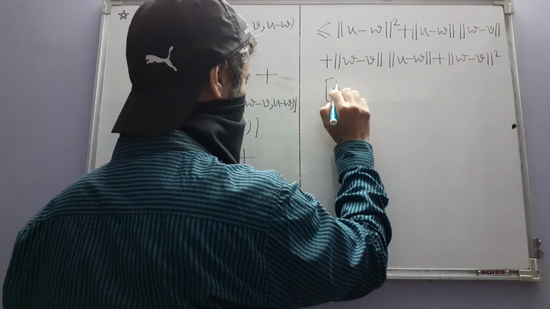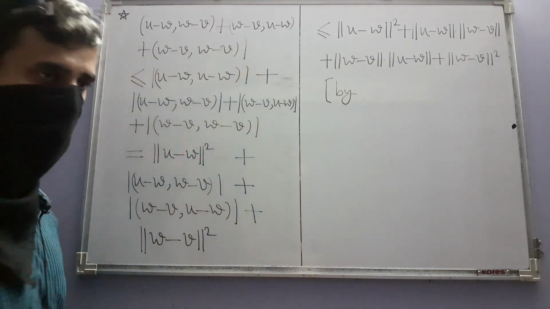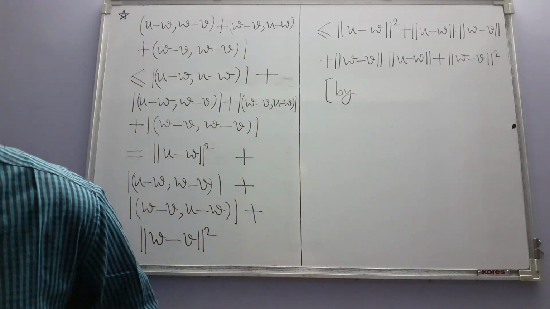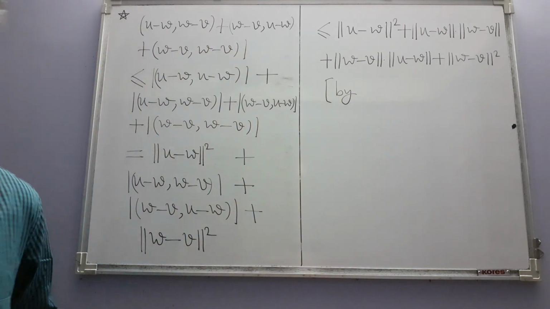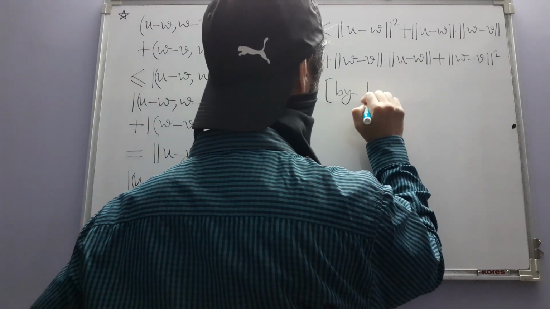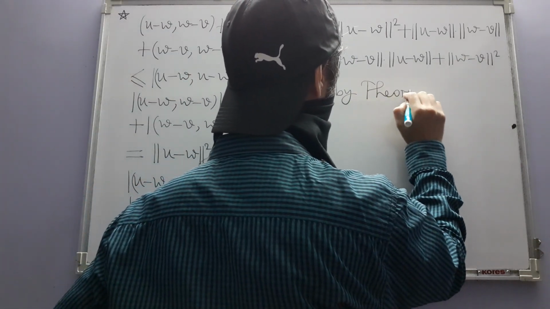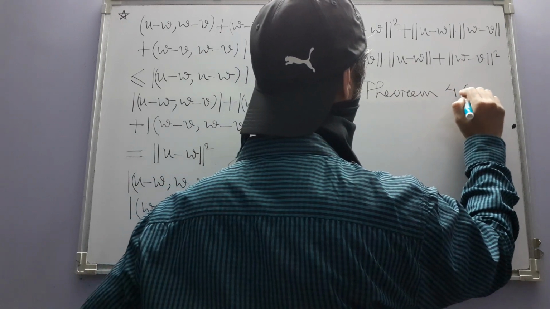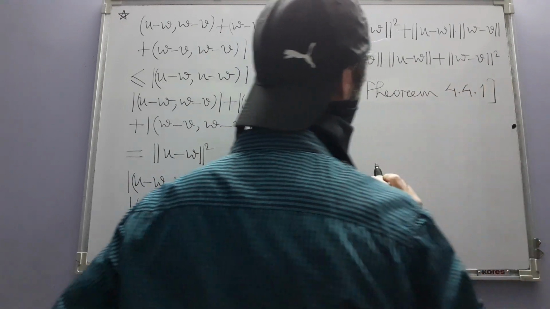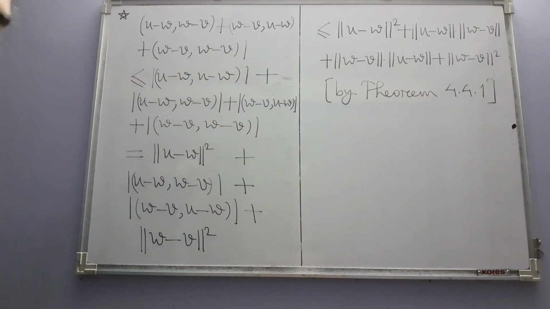And we can recall that result. Schwarz inequality was theorem 441. But let's recall Schwarz inequality.